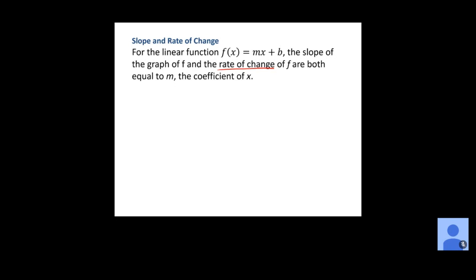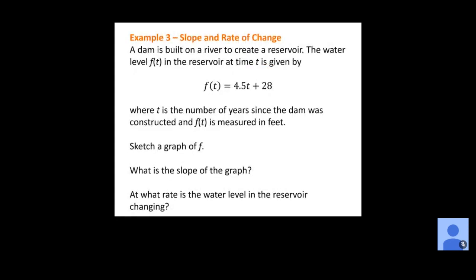So yeah, again, in the context of a linear function, whenever you see rate of change, it's the same thing as slope. All right, so a dam is built on a river to create a reservoir. The water level f of t in that reservoir at time t is given by the function f of t equals 4.5t plus 28. T in this case represents the number of years since the dam was constructed. F of t is going to be measured in feet. So f of t represents the water level measured in feet, and t is a time measured in years since that dam was built.